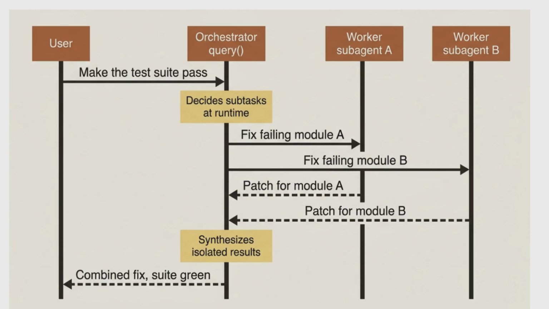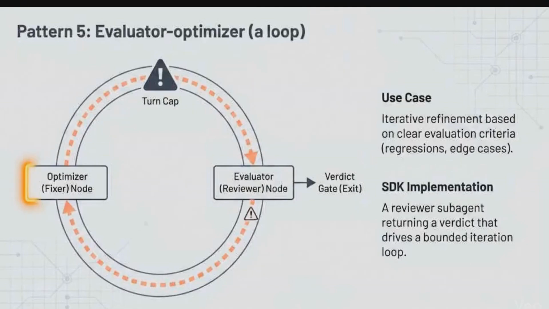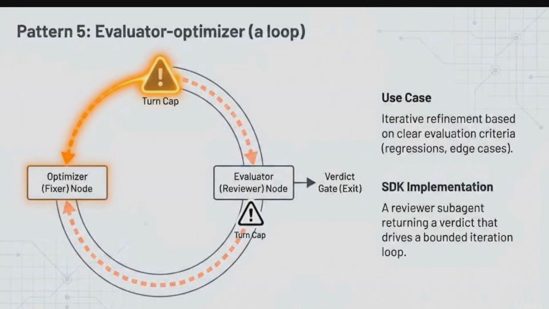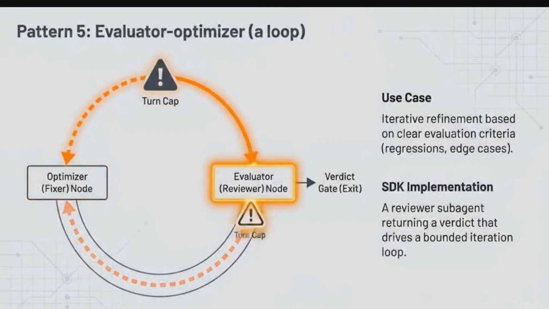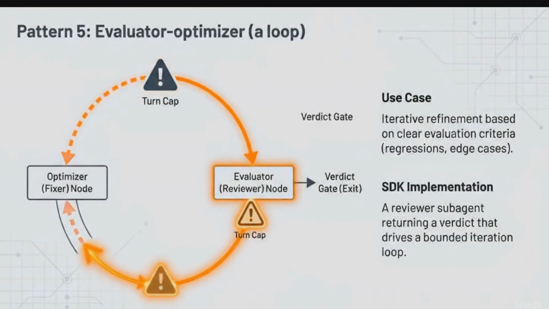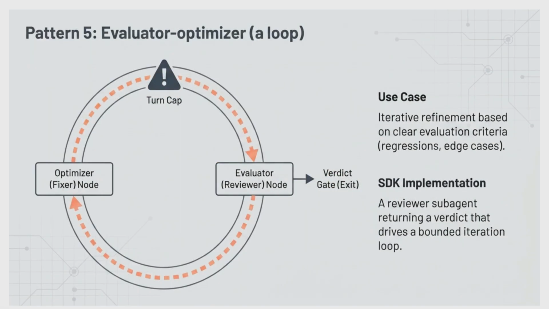A query with subagents and the agent tool is orchestrator workers. Assembled, you do not build the pattern, you enable it and write good subagent descriptions. When the SDK feels like it is earning its keep, this is usually the pattern doing the earning. Pattern 5. Evaluator Optimizer, a loop. In the Evaluator Optimizer workflow, one LLM call generates a response, while another provides evaluation and feedback in a loop.